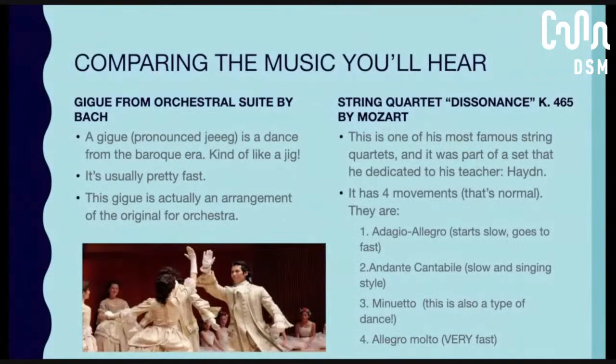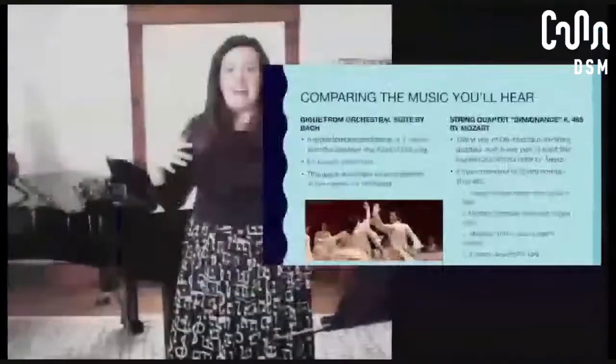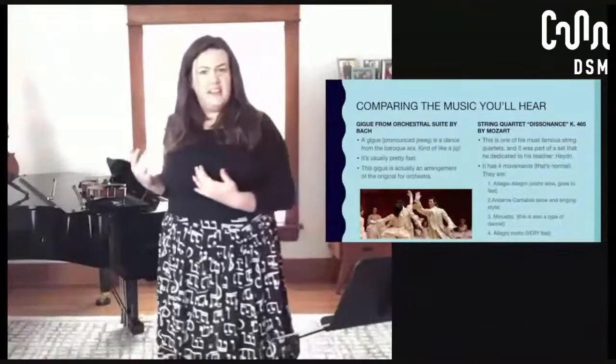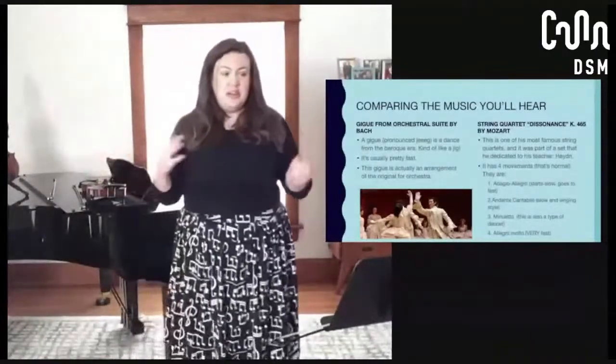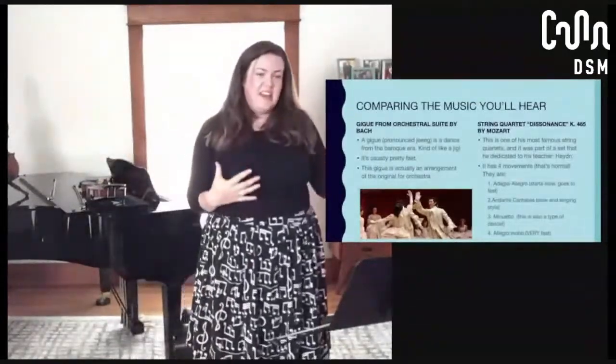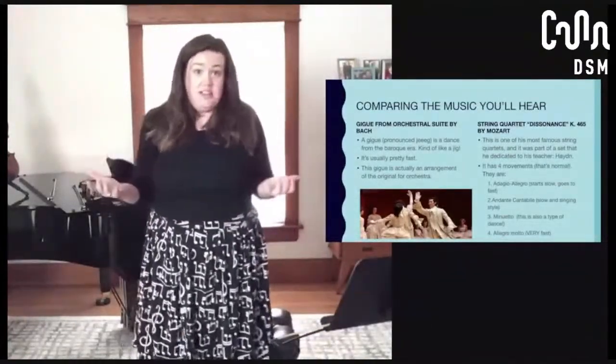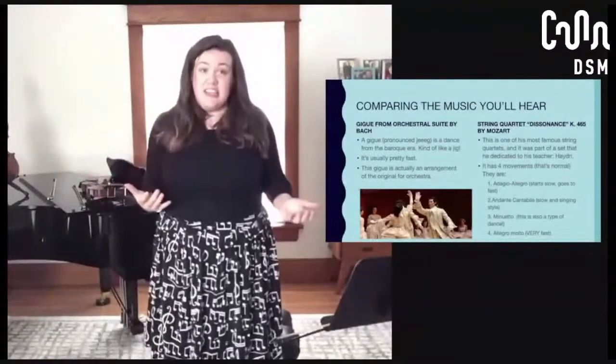So the first thing you're going to hear is a Gigue by Bach from an orchestral suite. That's a lot of words. It's kind of a funny looking word, but it is pronounced Gigue, and it is very similar to a jig. I talked about how the violin used to play things like fiddle music too. This Gigue is kind of a variation on what we would consider a dance. It was a dance at that time, just like a jig is a dance.